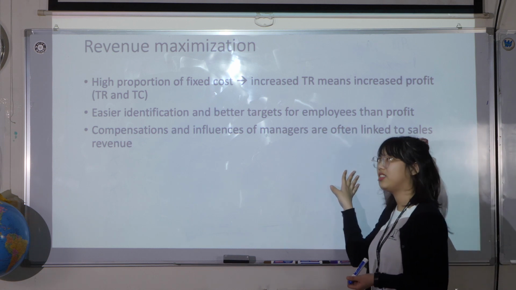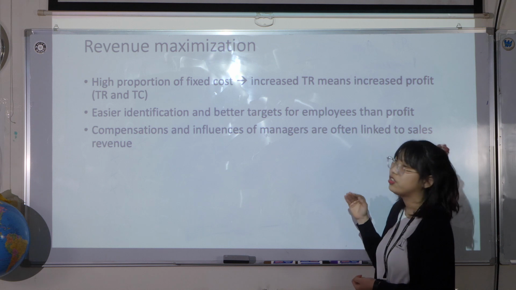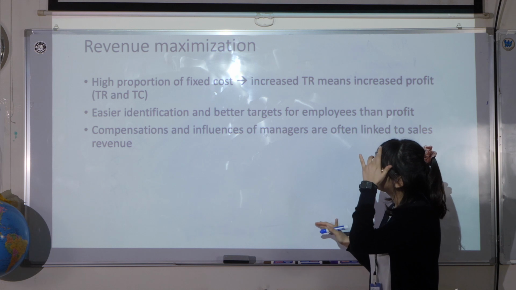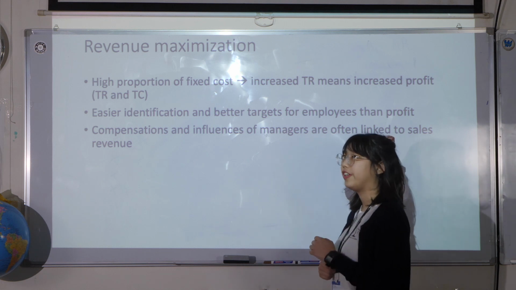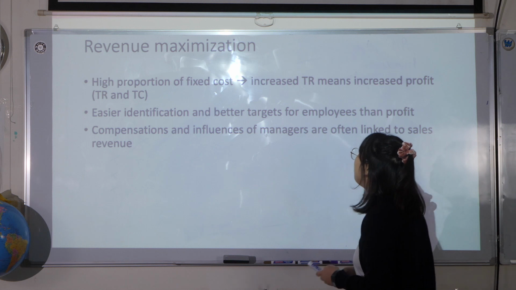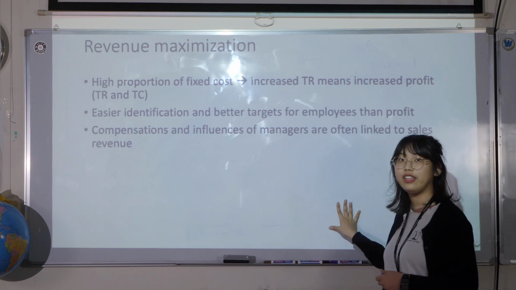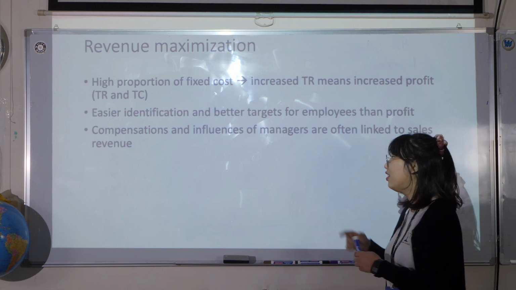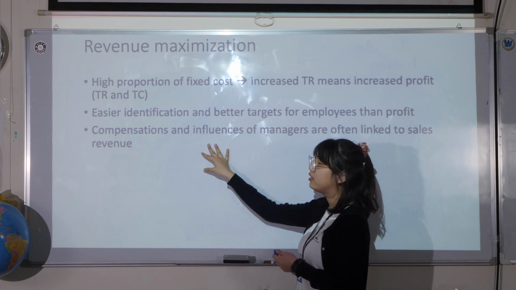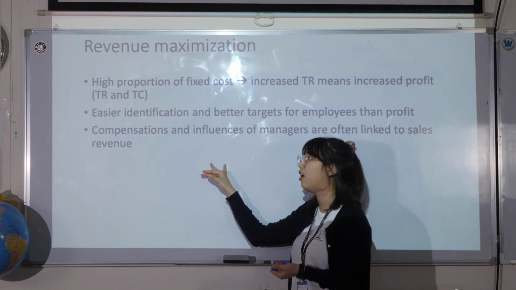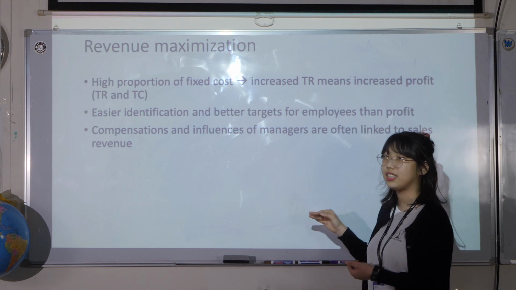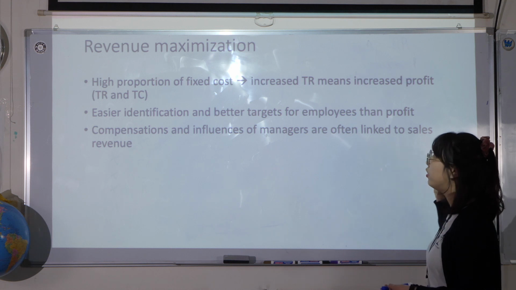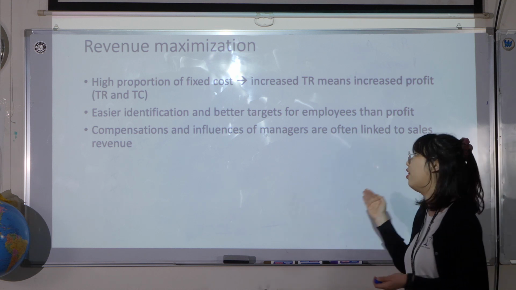These are the reasons why a firm may choose revenue maximization. First, it's because of their high proportion of fixed cost in their production. Because of that, when their total revenue increases, naturally their profit would increase. By that I mean because of the high proportion of fixed cost, their total cost would not increase as much when their quantity of production increases. So that means the profit will increase much more than their total cost.